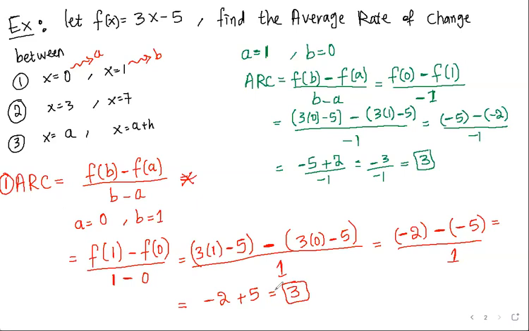Let's do the second one. Second one. X equal 3, comma, x equal 7, for the function f of x equal 3x minus 5. Who will do this one?